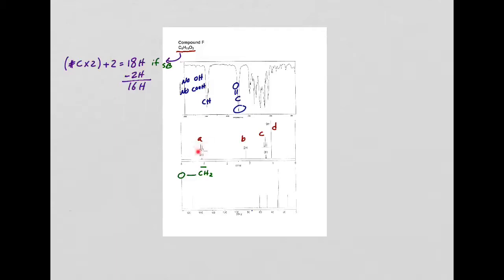Now, splitting. This is a quartet. If you are a quartet, what does that mean about your neighbor? That means on one side is just oxygen. That means your adjacent carbon has 3 hydrogen. N+1 rule: 3 hydrogen plus 1, 4. I get a quartet. So I know from one side I have no hydrogen. It's just an oxygen. So the adjacent carbon most likely is a CH3.